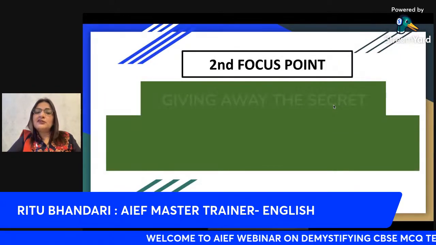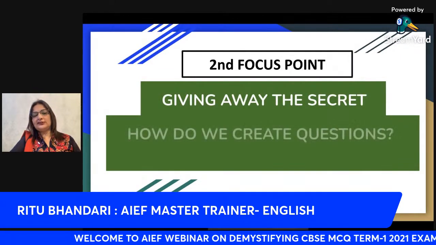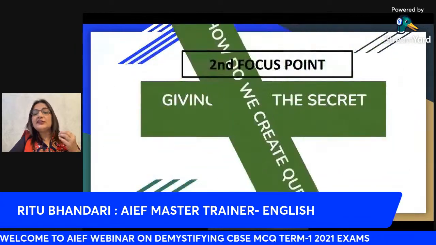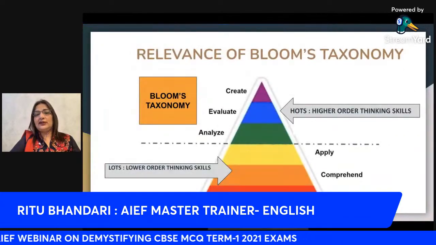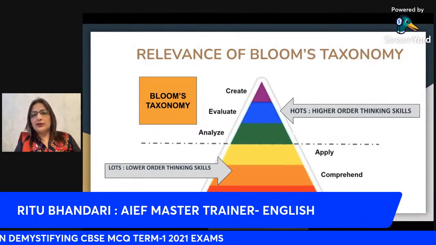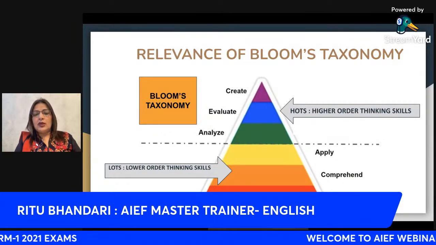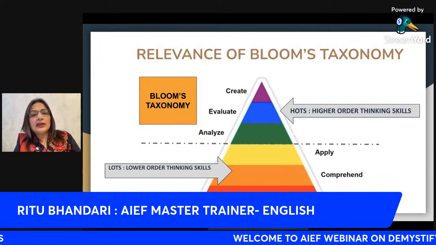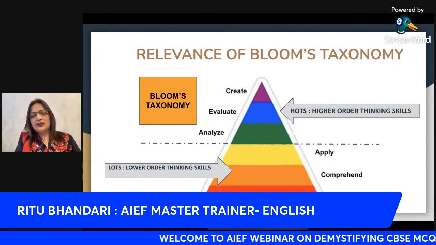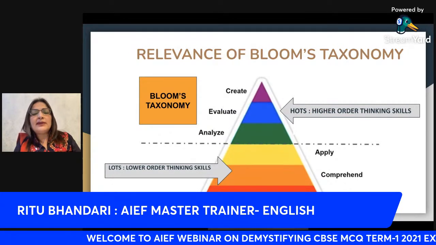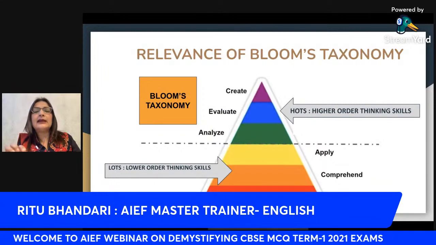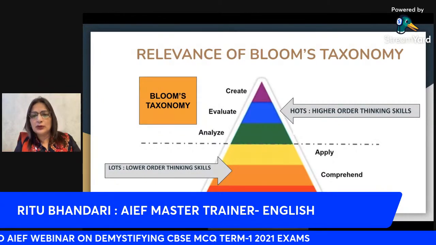The second focus point, as I said, I'm giving away the secret. How do we teachers create the questions? It's Bloom's taxonomy. I understand this is something which teachers are supposed to know. But I believe for 9th to 10th standard, keeping in mind 10th and 12th in this session, if they have just a little inkling of it, I have tried it in my own class.